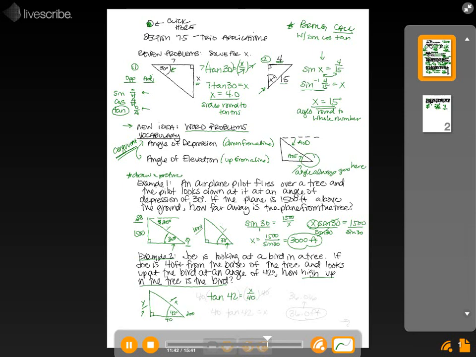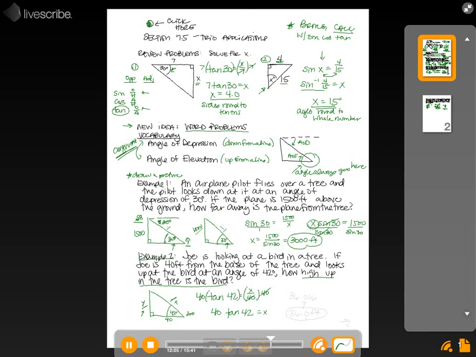Now in this case, it's different than example 1, because we're not going to cross multiply. We could if we wanted. I'm going to just cancel the fraction on this one. So we're going to multiply both sides by 40 to get x by itself. What happens is that those cancel, and we're left with 40 tangent 42 equals x. And that is something we could just put in our calculator.